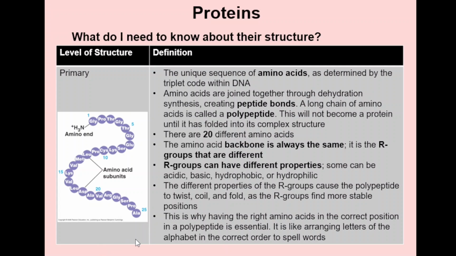So this is why having the right amino acids in the correct position in a polypeptide is essential. I always think of it as like arranging letters of the alphabet in the correct order to spell a particular word. So same thing with a protein's primary level of structure. So there's quite a bit of information to remember about that. And that's because the primary structure will ultimately determine how your protein folds up.